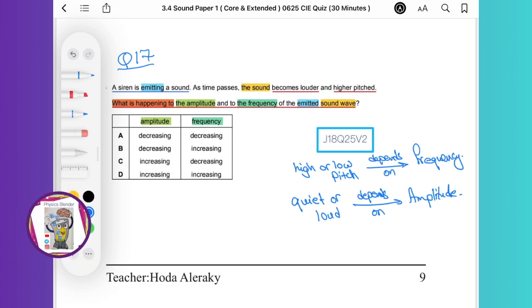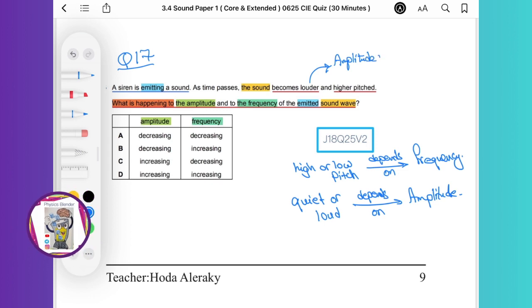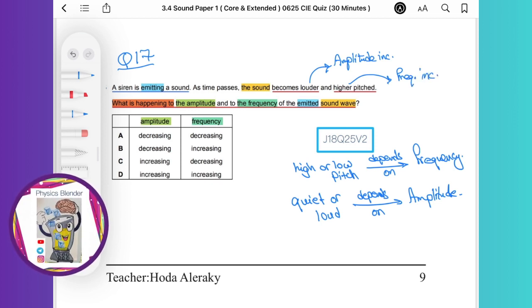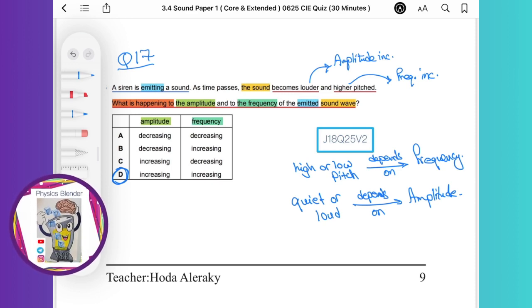Since you have a louder sound, it means greater amplitude. So the amplitude increases, right? You have higher pitch, also the frequency increases. So now it's clear that the correct choice is D. The amplitude is increasing and the frequency also is increasing.